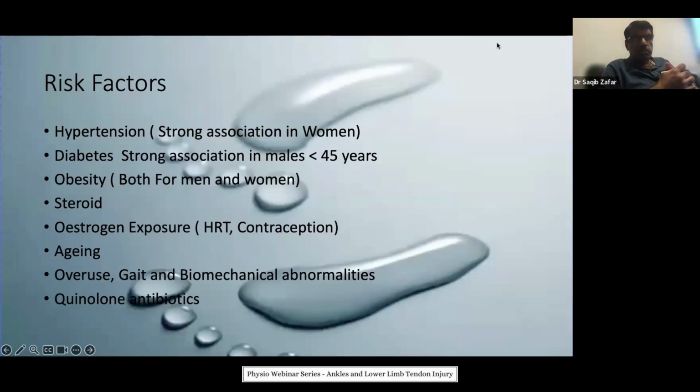There's a strong association with prolonged use of quinolone antibiotics, like ciprofloxacin, which is well known to cause tendinopathy. So it's very important when someone comes in with these symptoms, we need to find out the associated factors which can be predisposing them to plantar fasciitis or tendinopathy itself.